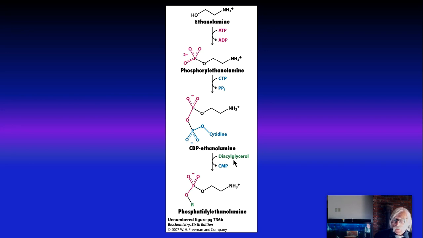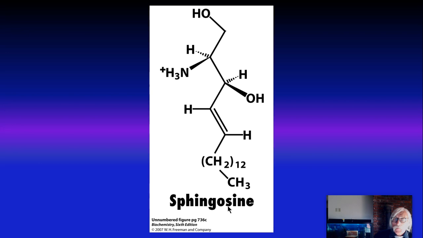Phosphohydrolase has worked on phosphatidic acid. You get rid of the CMP. You've activated that ethanolamine. You get rid of that CMP that activated the head group, and you add diacylglycerol, and now you've got another way of getting phosphatidylethanolamines. You see there's multiple pathways involved there.